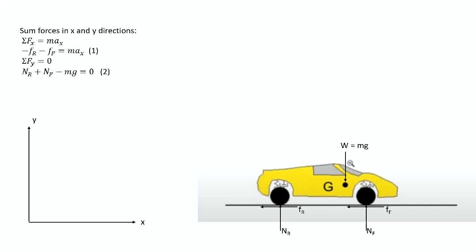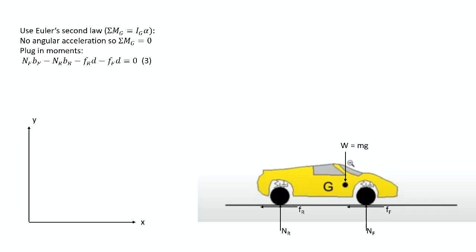When we go to sum the forces in the y direction, we'll see that the acceleration in the y direction is actually 0. So then when we simplify it, we get the normal in the rear plus the normal in the front minus mass times gravity for the weight. We'll get that equal to 0.